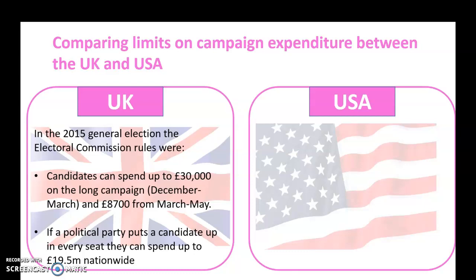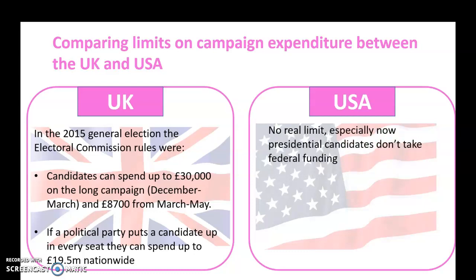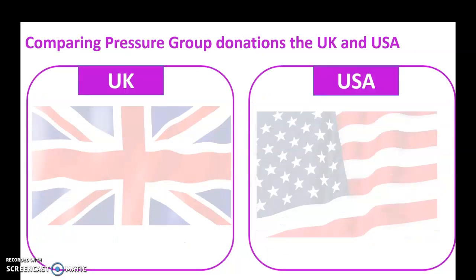So the UK has put limits on the amount people can spend in elections as a way of trying to create more equity. The USA hasn't really put limits on how much people can actually spend, especially since matching funds were kind of dispensed with in 2008. Hence why the Clinton campaign spent $497 million and the Trump campaign $247 million. This is just their own campaigns and doesn't include things like the pressure groups.